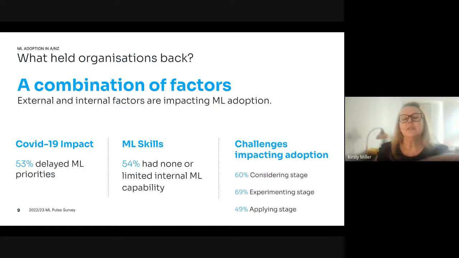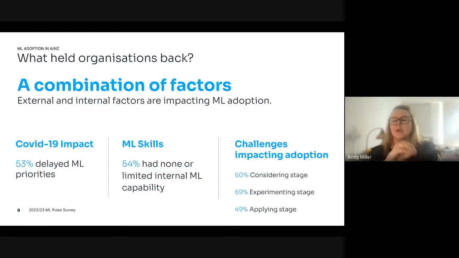And then lastly, over and above the COVID-19 impact, we asked people about their challenges, and I'm going to dive a bit into those in the coming slides, like what particular challenges are organizations facing. But if you look at them across the different stages of the machine learning journey for those organizations that have started, ranging from 49% to 69% said, yes, all the challenges we are experiencing are impacting our success or our adoption of machine learning.